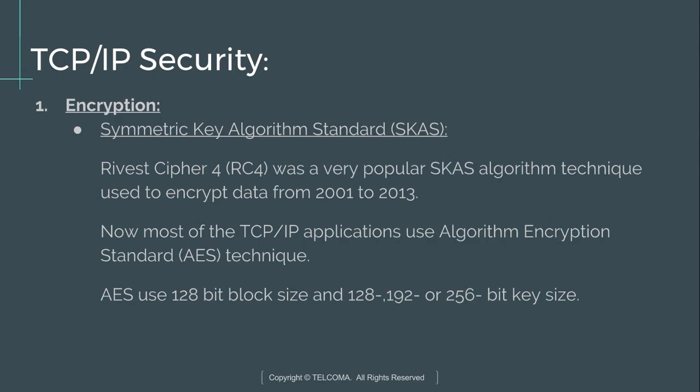new encryption technique was invented, Rivest Cipher 4, RC4. It was a very popular SKA technique. It was used to encrypt data from 2001 to 2030. But now most of the TCP/IP applications use the Advanced Encryption Standard, AES technique, where AES uses a 128-bit block size and a 128-, 192- or 256-bit key size.